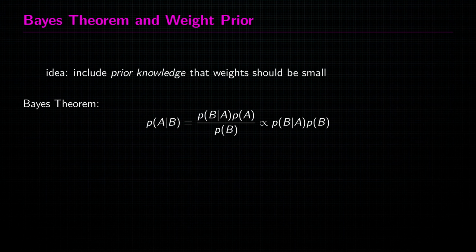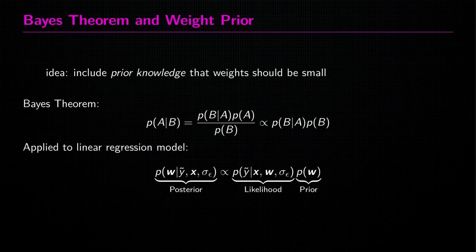In most cases, it is enough to consider only the numerator and look at the function which is proportional to the conditional probability. We can apply the Bayesian theorem to our regression model in the following way. The model parameters become random variables, and we want to find the ones with the highest probability given the measurements and our model. This is also called the posterior probability, and according to Bayes' theorem is proportional to the measurement likelihood we had earlier, multiplied with the prior on the weights.